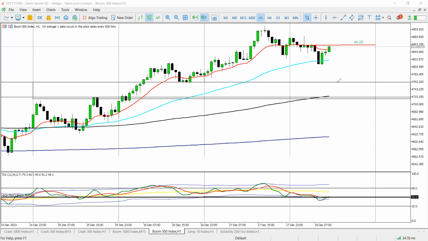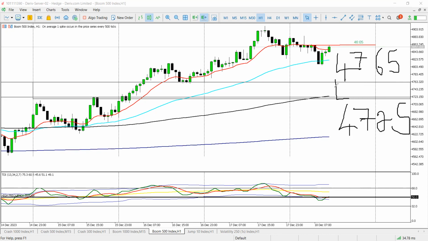So B500, I would love to wait for them to come into the zone. So anywhere from 47.60, let's say 47.65 to 47.25 is this zone here.